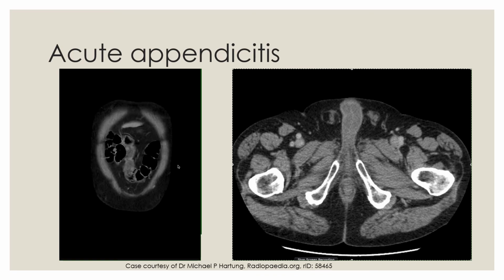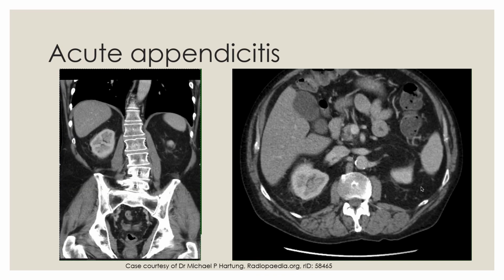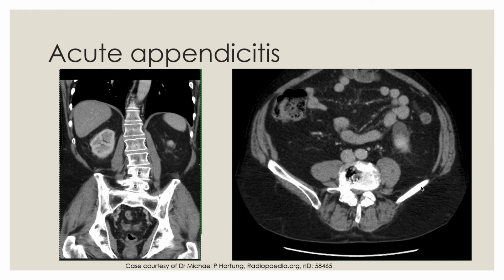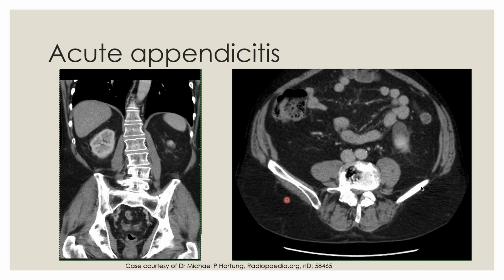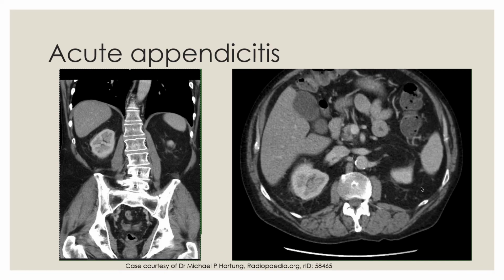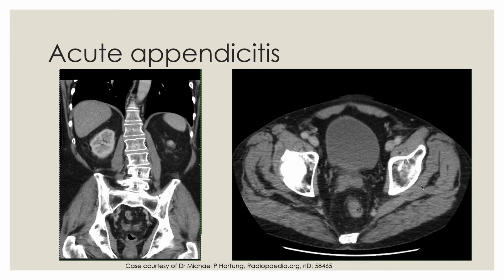So what we have here is a coronal slice on the left of the screen and axial slice on the right. So we can see again our liver here, spleen here, and we have normal anatomical structures. So we have our kidneys, aorta, IVC. We have normal bowel. So I'm just going to show you the appendix here. So this patient has acute appendicitis.